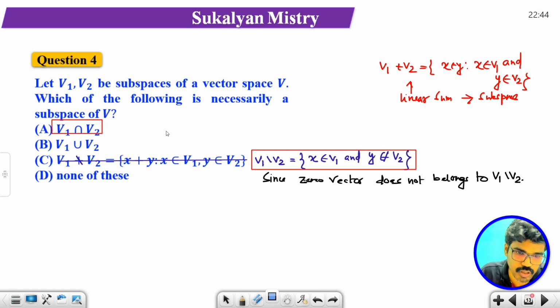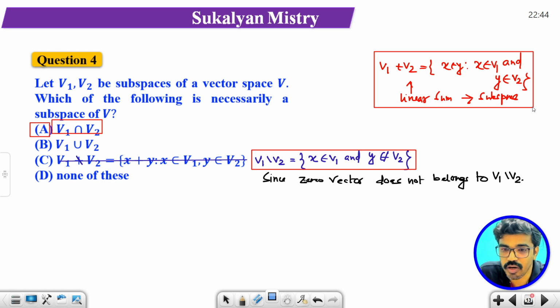Is it clear? So note this point: intersection of two subspaces, that is a subspace. Union of two subspaces is not a subspace. Union of two subspaces is a subspace if and only if one is contained in the other. V1 plus V2, that is a subspace, and this is called a linear sum. Okay, right? Okay. So next problem.